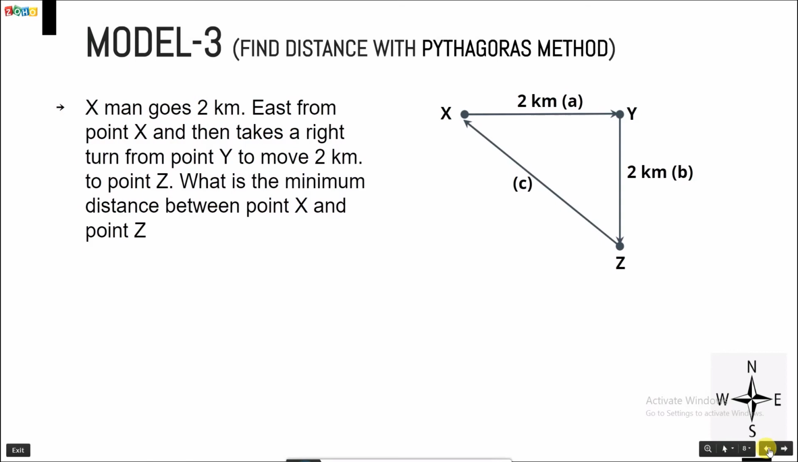Now apply Pythagoras theorem. C square is equal to the sum of A square and B square. Here clearly observe the above image. A value is 2 and B value is 2. Substituting in the formula, we get C square is 8. We get C value is root 8. Simplifying the value, we get the final answer: 2 root 2 kilometers. Pythagoras model questions are solved like this.